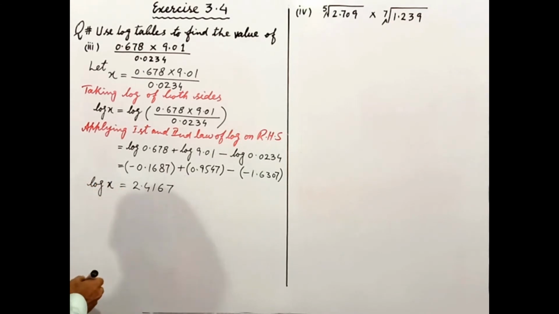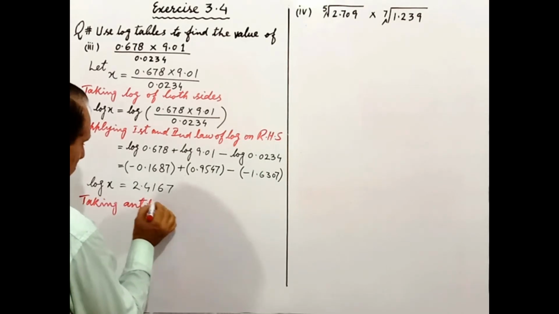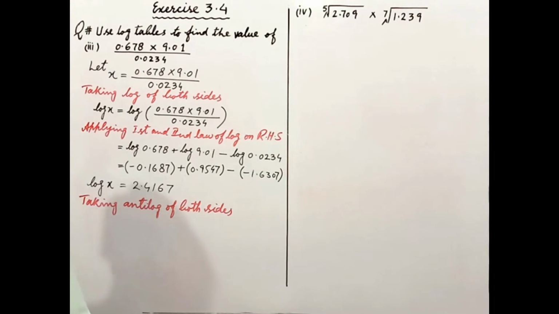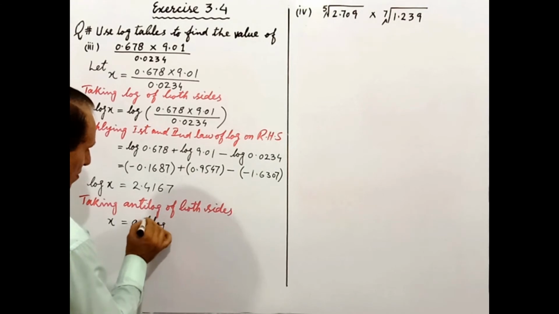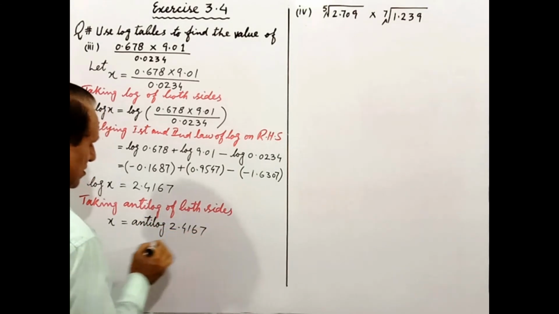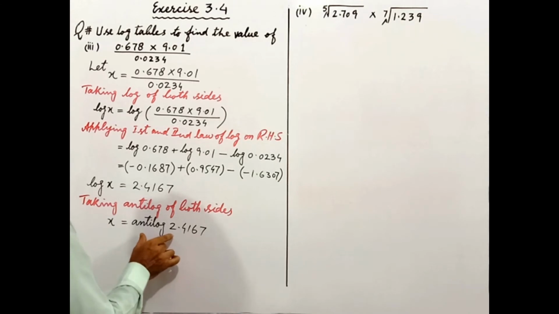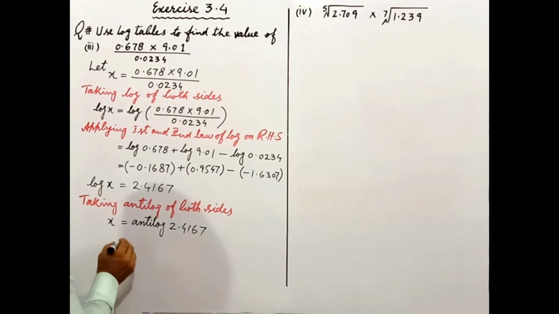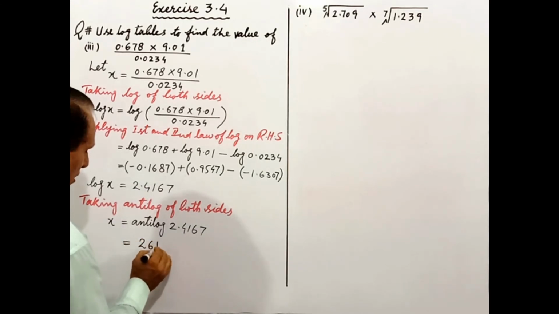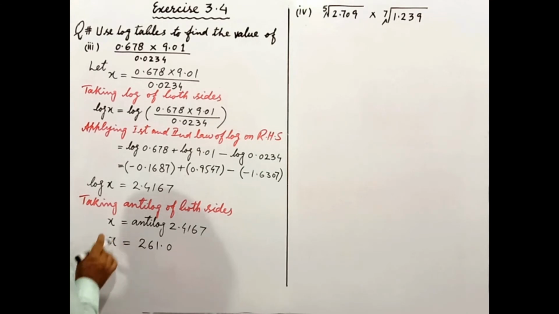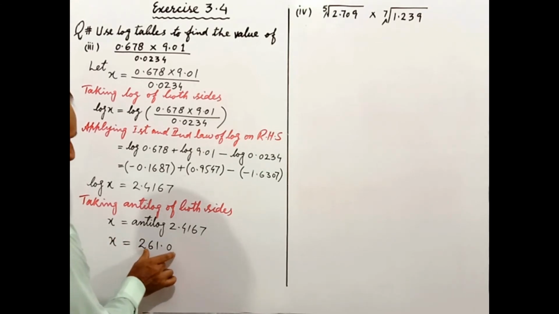Now we can apply the definition of antilog, that is taking antilog of both sides. We have x equal to antilog 2.4167. As we know that the log is cancelled by the antilog in the left hand side, and in the right hand side we use scientific calculator to press shift log 2.4167 and we get the value 261.0, as the first four digits are 261.0.